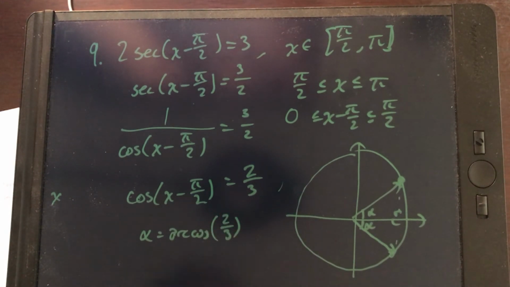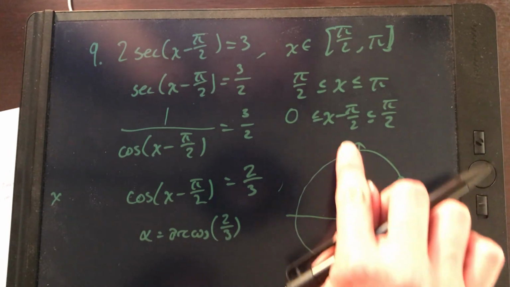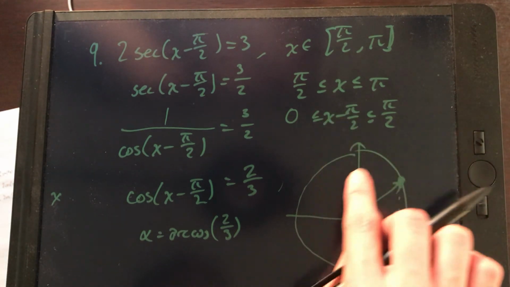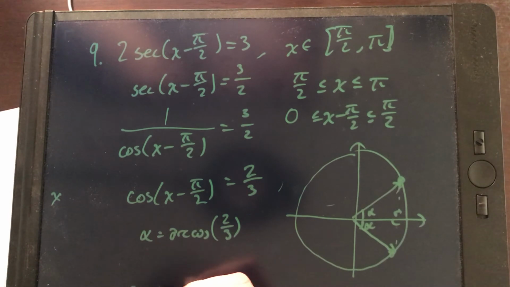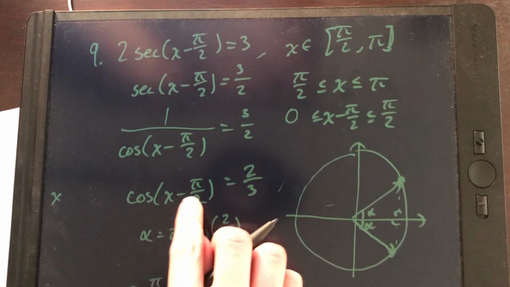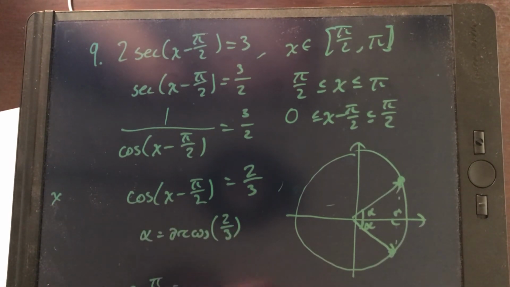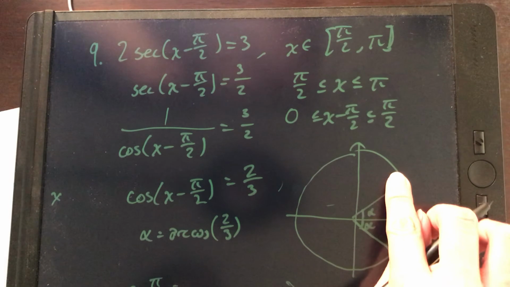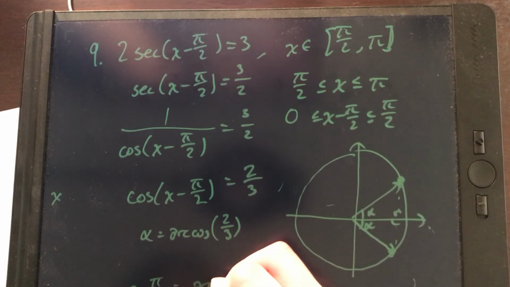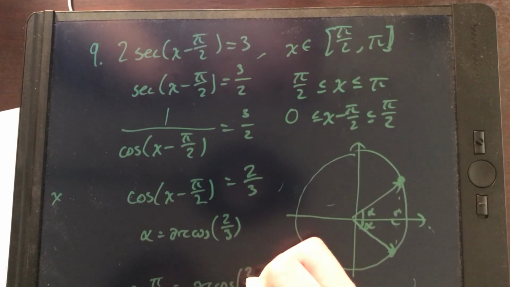What do I do now? Well, alpha is inverse cosine 2/3. How can I get to each of these where the input is going to be between 0 and pi over 2? So the input is x minus pi over 2, the input to the cosine function. What angles will get me to 2/3, to one of these terminal arms? Just alpha. And I'll write inverse cosine 2/3.